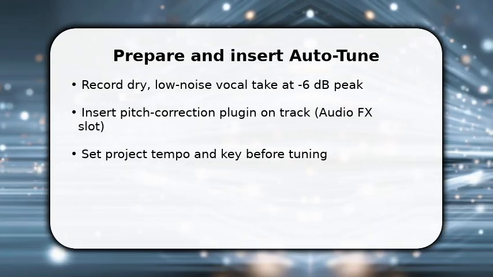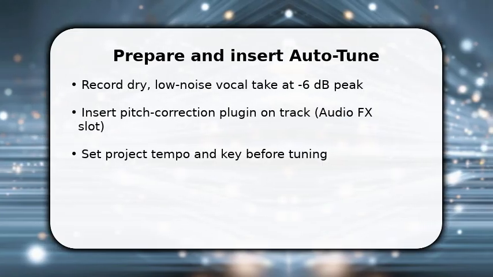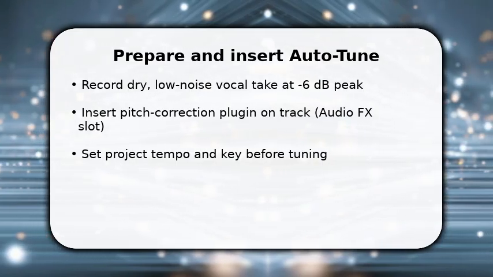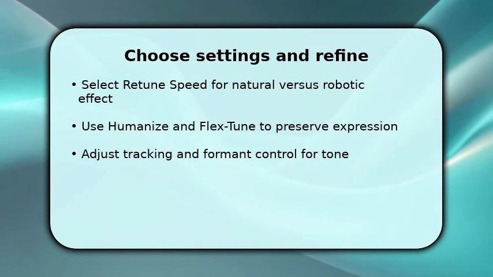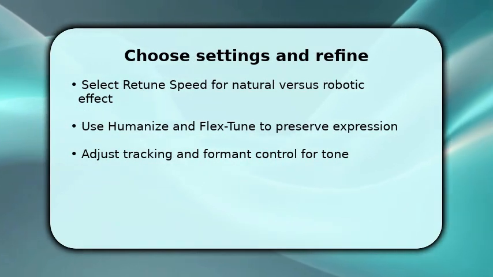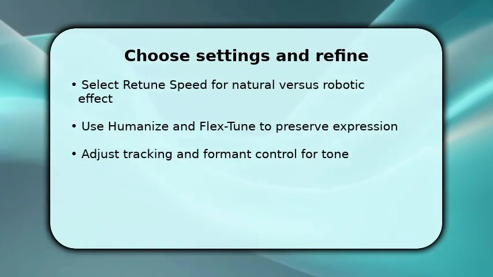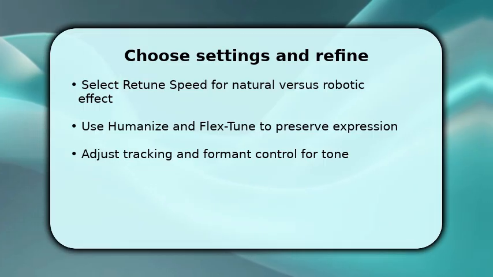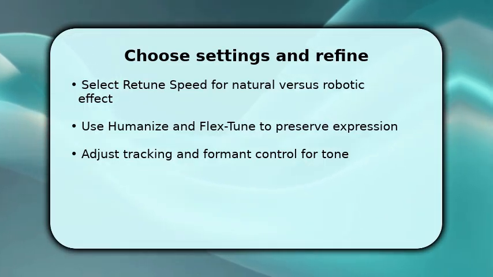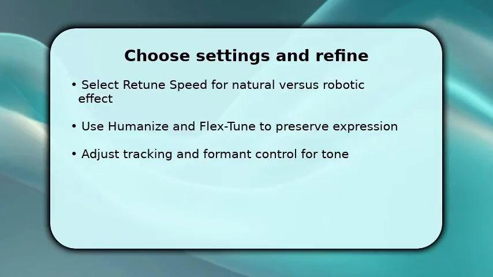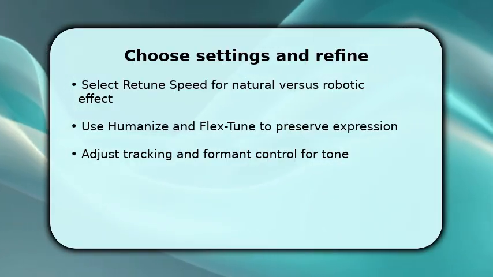Now that the plugin is inserted and key is set, move on to tuning mode choices. You select retune speed next, fast for the classic auto-tune effect, slower for natural correction. Then enable humanize or flex tune to keep sustained notes expressive. This helps avoid the flat, lifeless sound corrective tools can produce.